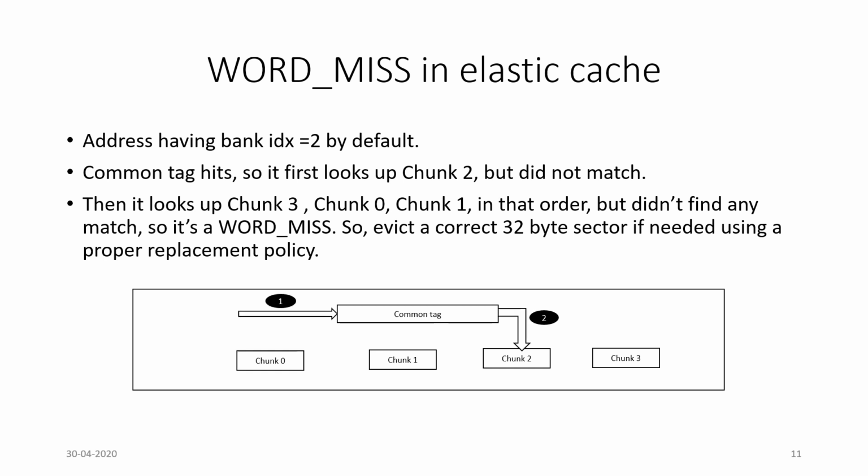So whenever an access comes, the common tag matches. If you take the same example, chunk 2 will be looked up for a hit or miss. It misses in chunk 2. It looks into the next chunk, which is chunk 3. It misses there. It rolls back to chunk 0, misses there. It goes to chunk 1. It also misses there. So it becomes a word miss. Now we might have to evict a 32-byte sector if all of them are full, using an LRU replacement policy. But let's take an example where chunk 2 and chunk 3 are full for a chunk 2 access, and chunk 0 and chunk 1 are empty.